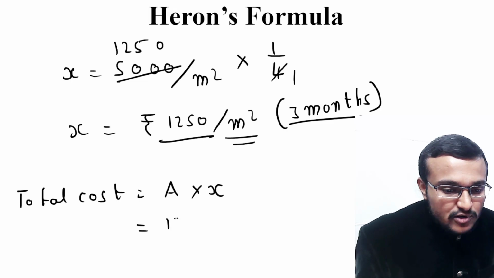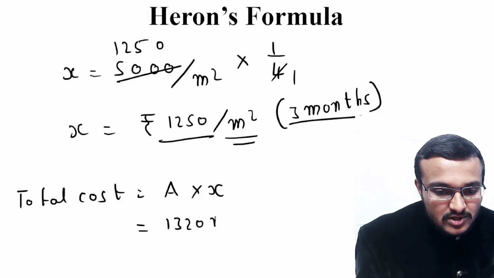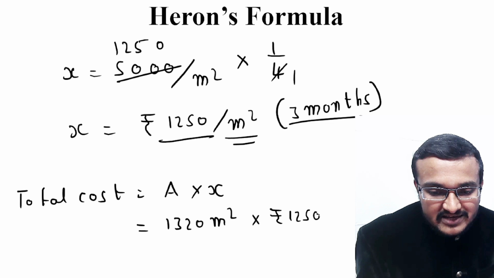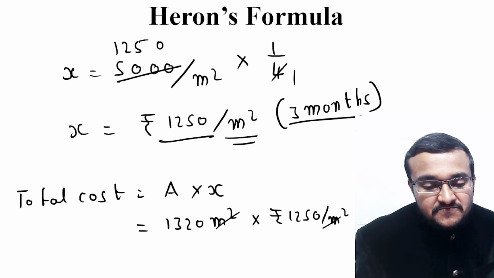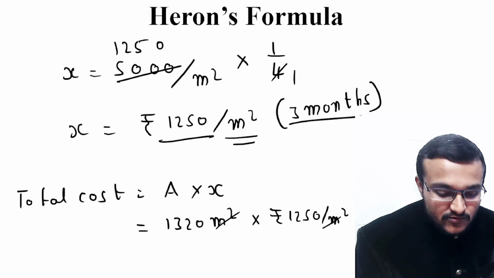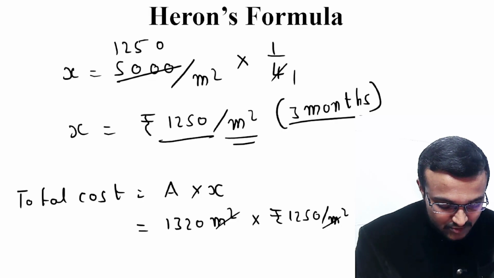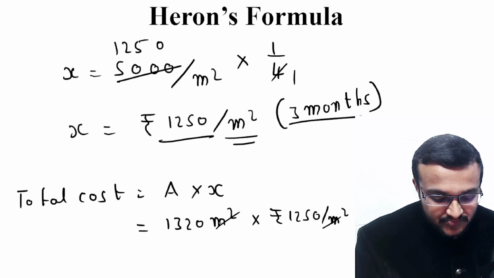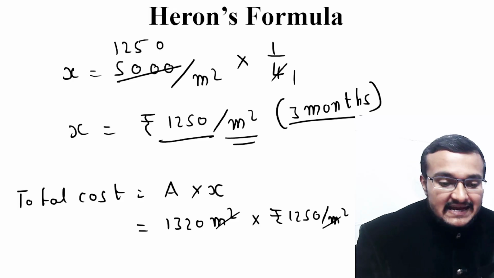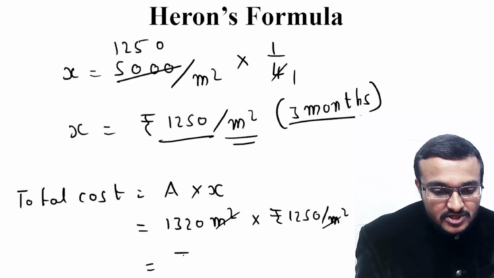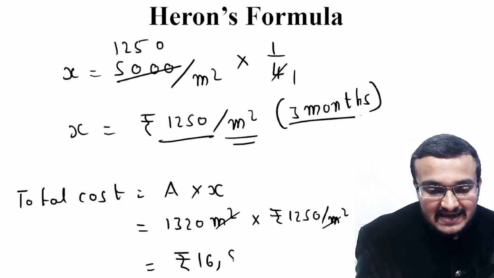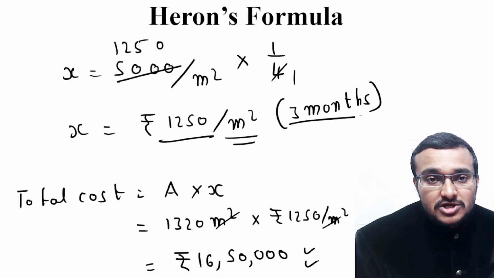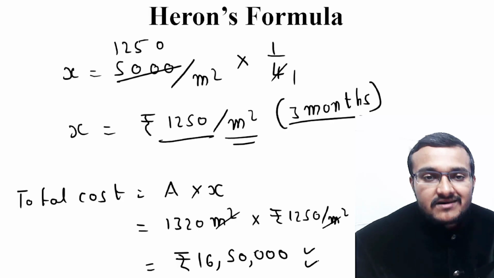So here area we have got as 1320 meter square into rupees 1250 per meter square. So here meter square gets cancelled with each other. So 1320 into 1250 will give you 16,50,000. So the total cost will be 16,50,000 rupees. So this is the total cost which company has to give as rent.